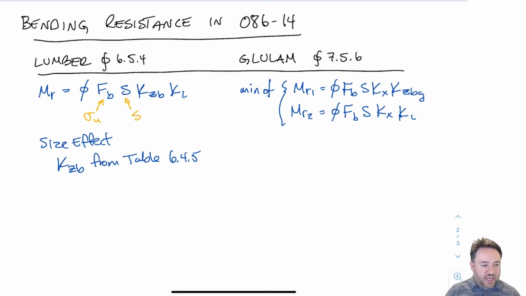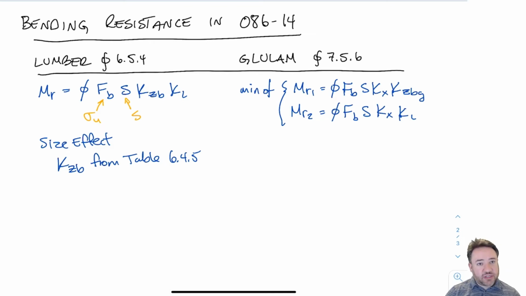We're not going to cover that in detail at this point in the course. We might cover it as a bonus topic, but potentially near the end. So for now, our Kx is always going to equal 1, because we're going to assume that there's no curvature to our beam and we're just talking about straight beams. But here's where the big change is. One of these equations has KZBG but no KL, and the other equation has KL but no KZBG. Why is that? It's because one of these effects in glulam, the size effect, is not the same as the size effect for lumber.